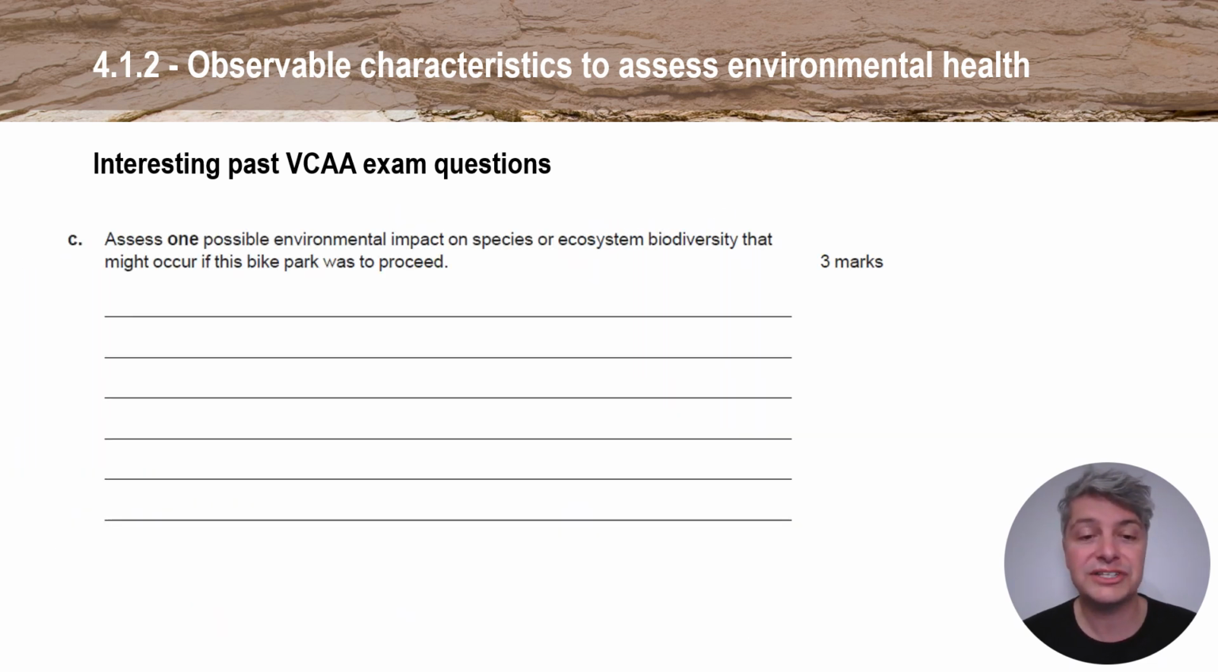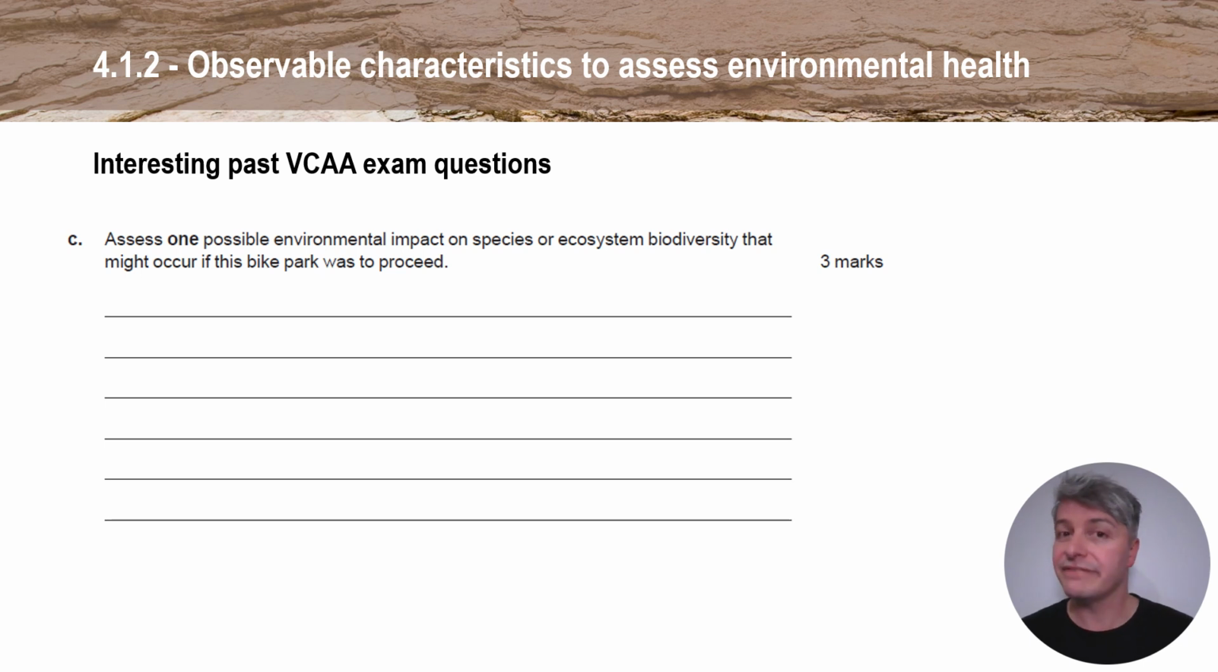All right, and this was off last year's exam. This was: assess one possible environmental impact on species or ecosystem biodiversity if this bike park was to proceed. And this was question 6 with the stimulus material. I'm not sure if you remember that when we looked at 3.2.2, conservation, recreation, and economic relationships.